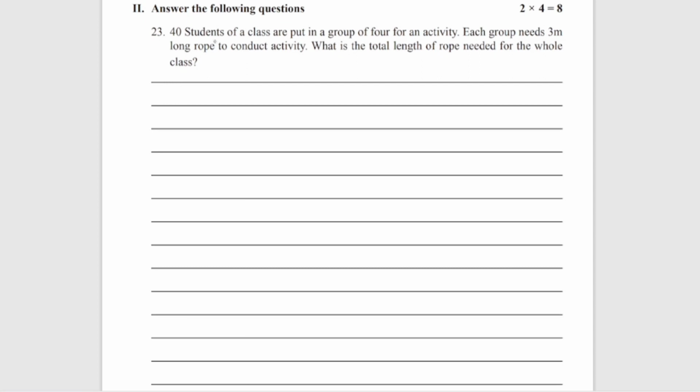Moving further to the next section, answer the following questions. 2 questions for 8 marks, each carrying 4 marks. 40 students of a class are put in a group of 4 for an activity. Each group needs 3-meter long rope to conduct the activity. What is the total length of rope needed for the whole class?